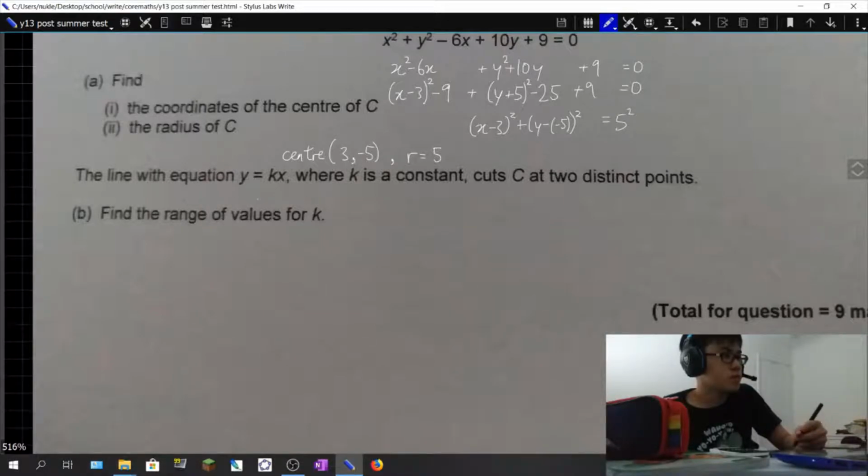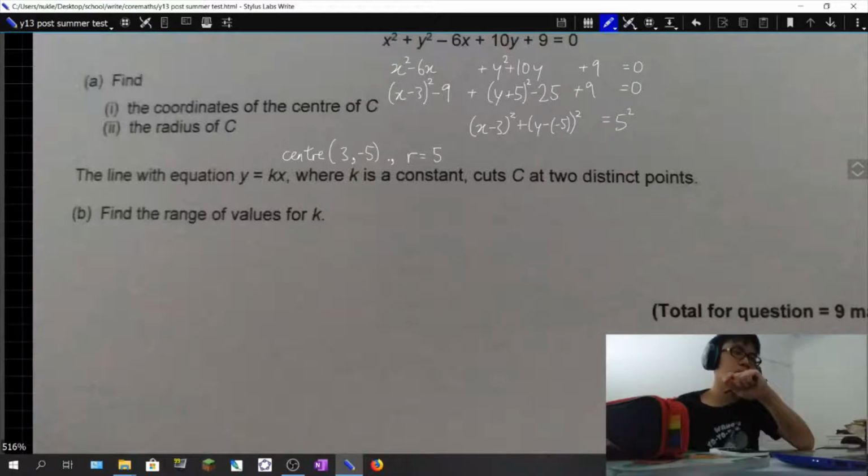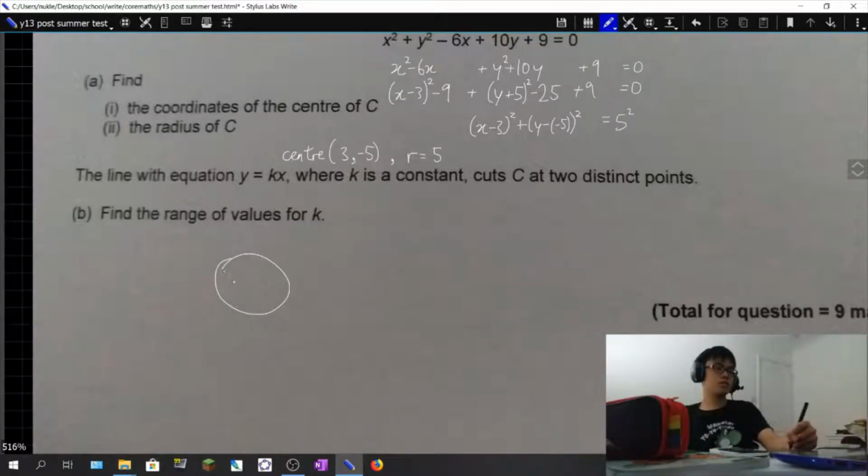Okay, so now we have the circle. Now it's saying there's a line with the equation y is equal to kx. k is some constant, so it's a straight line. It cuts the circle at 2 distinct points. So we're going to have a circle, and we're going to have a line that cuts it at 2 points.